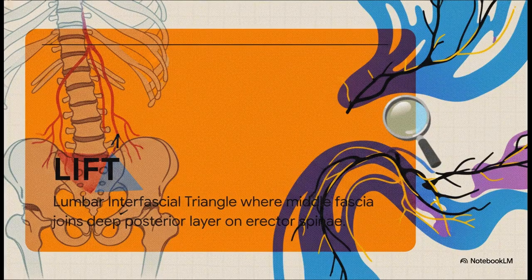Now, I want to draw your attention to a very specific, highly targeted anatomical zone, the LIFT, or the lumbar interfascial triangle. This is a brilliant little triangular fascial structure right where the middle lumbar fascia joins the deep lamina of the posterior layer, sitting perfectly on the lateral border of the erector spinae. Why does this tiny triangle matter so much to us in the theater? Because the LIFT is widely considered the optimal primary target for the QL2 block. Injecting your volume into this specific triangle acts as a highly efficient, almost pressurized conduit for local anesthetic spread.